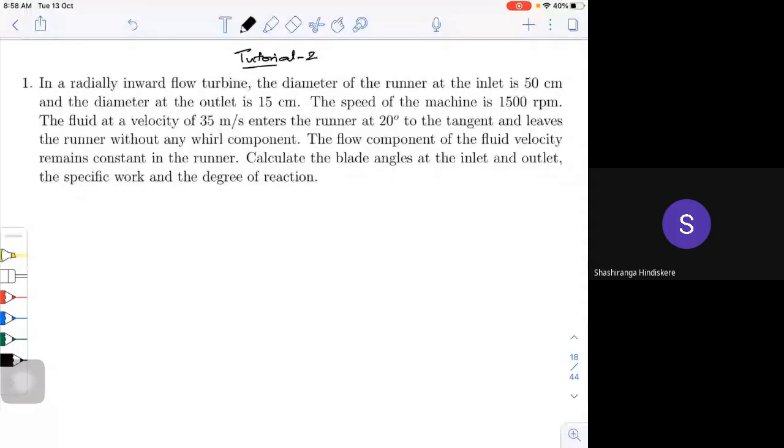In a radially inward flow turbine, the diameter of the runner at the inlet is 50 centimeters and the diameter at the outlet is 15 centimeters. The speed of the machine is 1500 rpm. The fluid enters and leaves the runner without a whirl component. The flow component of the fluid velocity remains constant in the runner. Find the specific work and the degree of reaction. So this is what they're asking.